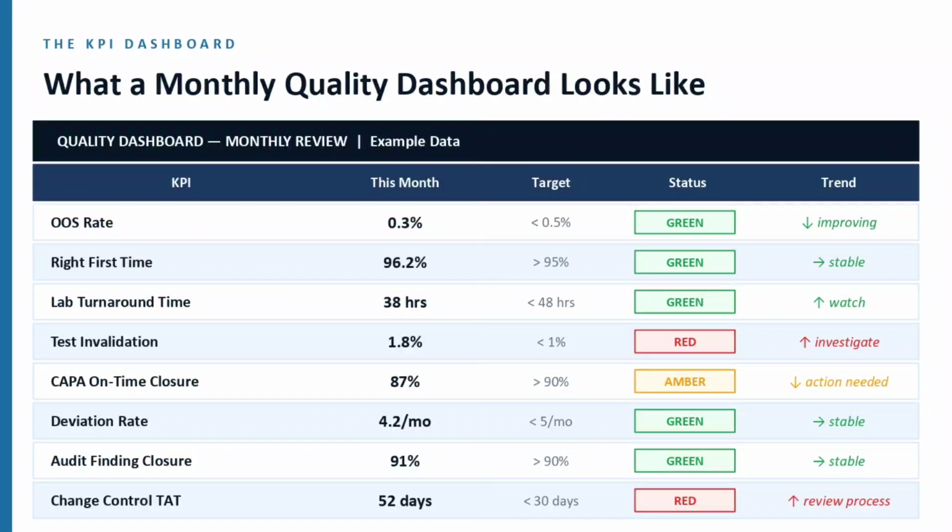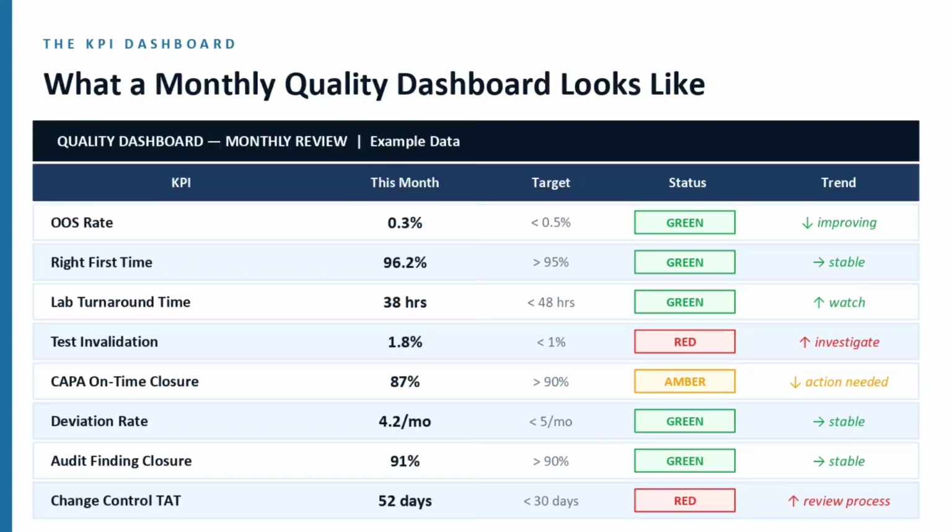Test invalidation rate is 1.8% against a target of less than 1%. Red status. This needs immediate investigation. Something is causing an unusually high number of invalid runs. CAPA on-time closure is 87% against a target of 90%. Amber. Not red, but below target. Action is needed. Assign the owner to review all overdue CAPAs this week and get commitments on closure.